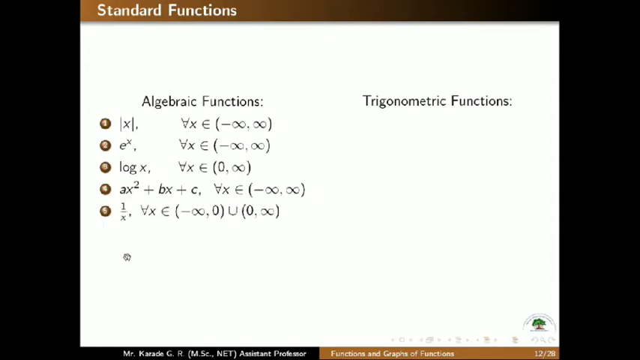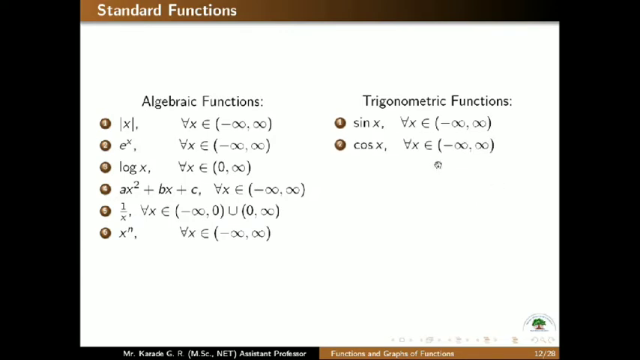Next is the inverse function 1 upon x. It is defined for all real numbers except 0. x raised to n is known as the power function, and it is defined for all real numbers. Next is the sin x function. It is defined for all real numbers. The cos x function is also defined for all real numbers. The tan x function is also defined for all real numbers. So these functions are under the trigonometric functions.